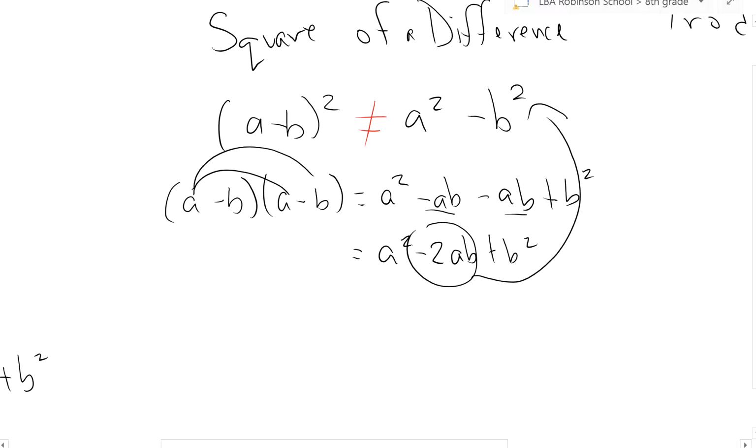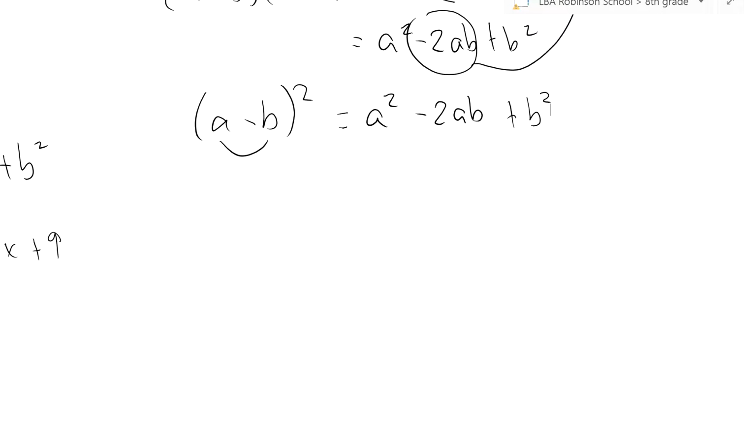So whenever I have a binomial, the difference of a binomial, it's simply going to be the first term squared, you add at the end the last term squared, and then you simply multiply a times b and then times 2. So that's going to be minus 2ab.